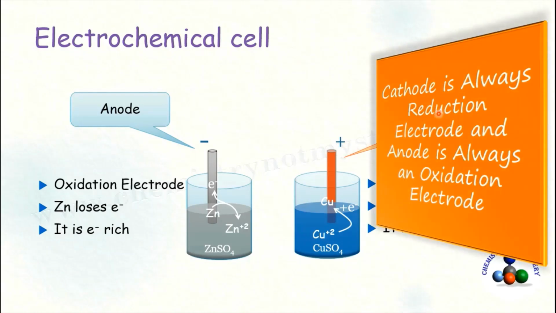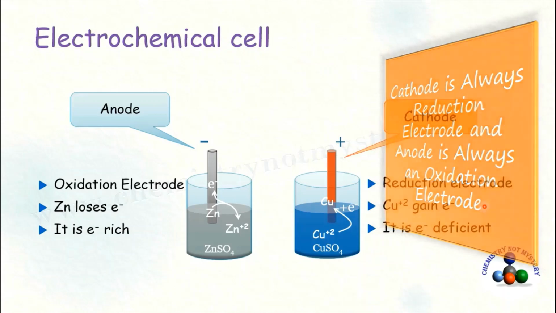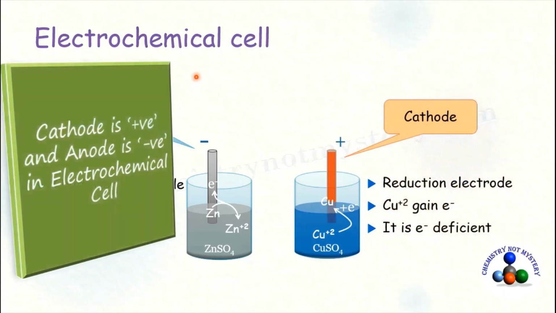Cathode is always reduction electrode and anode is always oxidation electrode, whether it is electrochemical cell or electrolytic cell. But in case of electrochemical cell, cathode is positive and anode is negative, while in case of electrolytic cell, cathode is negative and anode is positive. This difference is due to the spontaneous and non-spontaneous redox reaction.